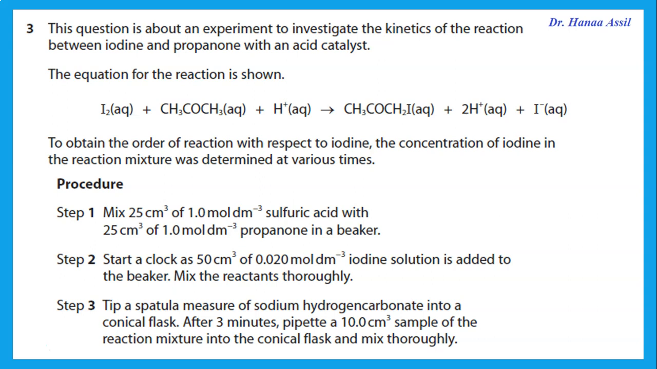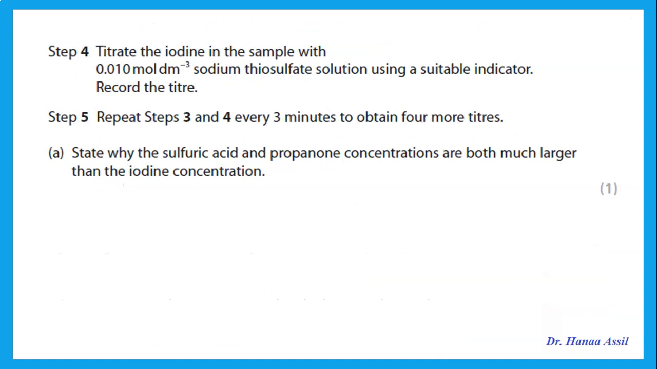Mix the reactants. Tip a spatula measure of sodium hydrogen carbonate into a conical flask. After 3 minutes, pipette a sample of the reaction mixture into the conical flask and mix thoroughly. And then he will titrate the iodine in the sample with sodium thiosulfate using a suitable indicator. Repeat steps 3 and 4 to obtain 4 more titres.